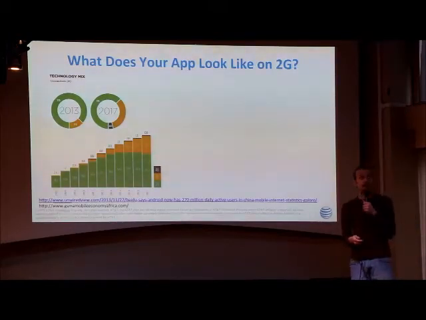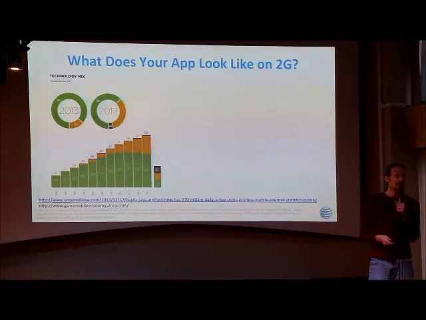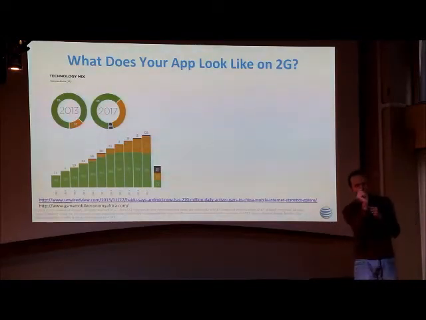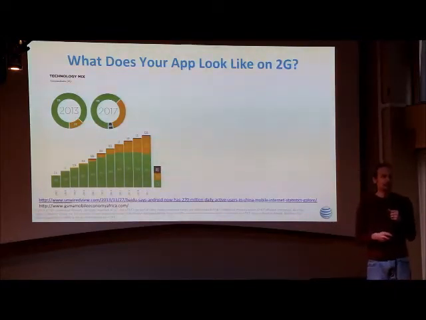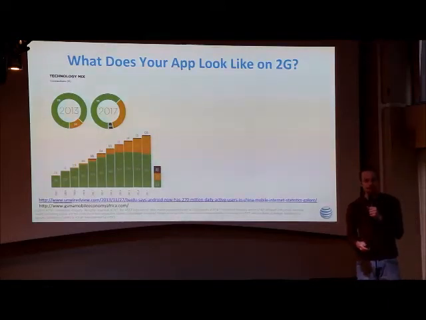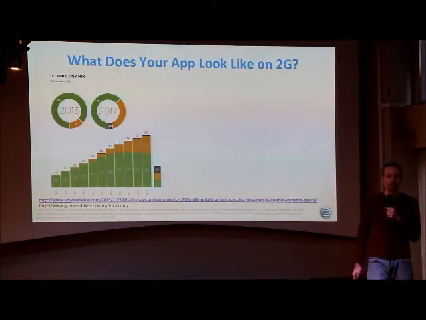And so this is data for Africa. Black is LTE. They're saying in 2017 there's going to be that much. It's not a lot. And 3G is yellow, so it's still not a lot. There are a lot of people on 2G in Africa.